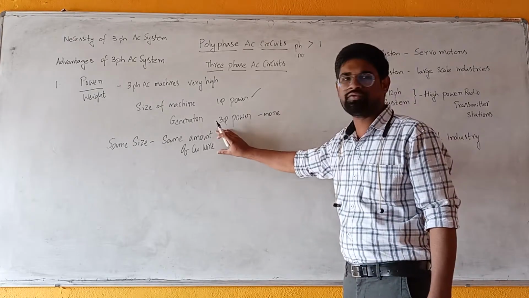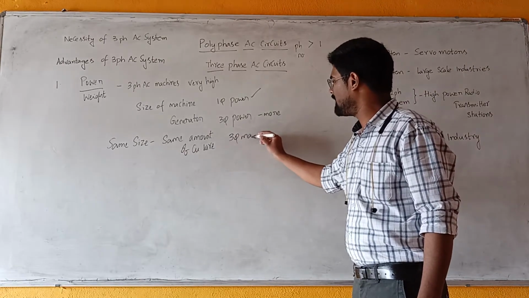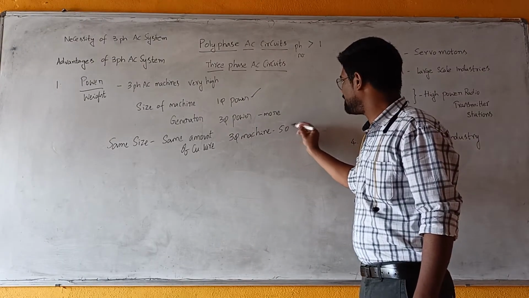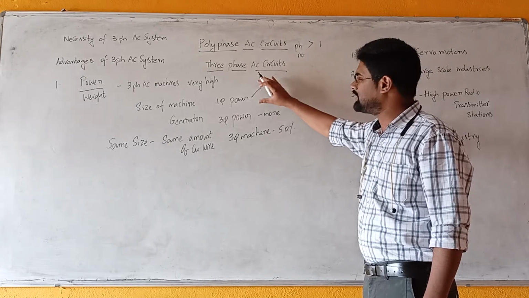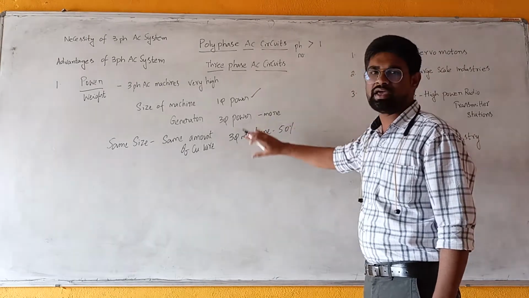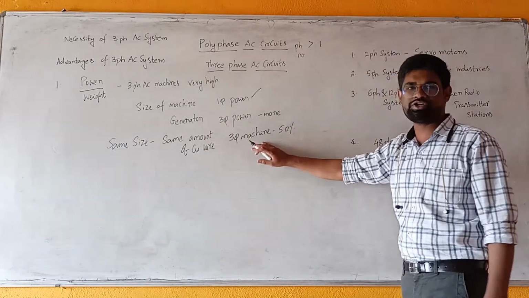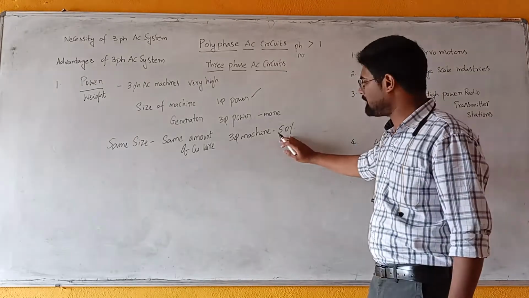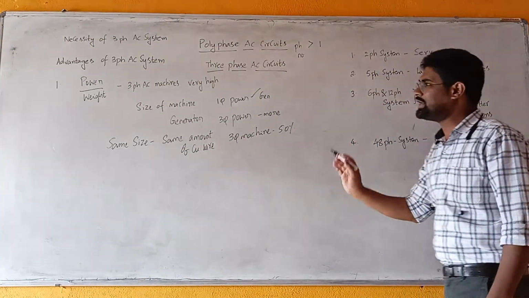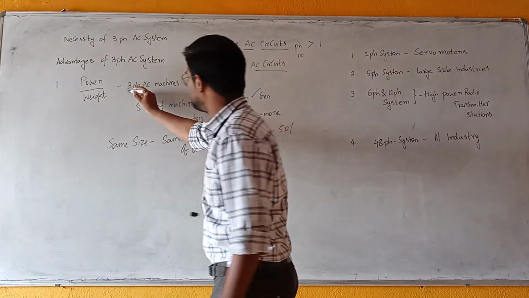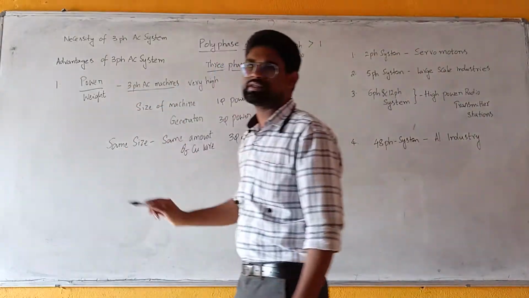By using the same amount of copper wire, we can generate more power by using a three-phase machine. It is 50% more power when compared with a single-phase generator. Not only a particular generator, but for all three-phase AC machines, the power to weight ratio is very high.